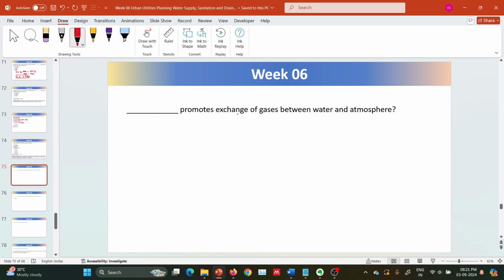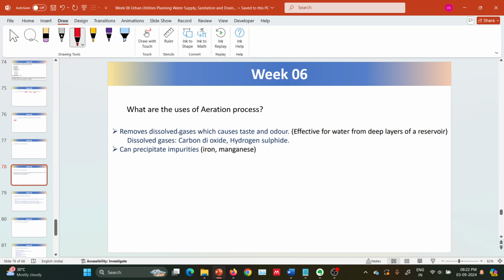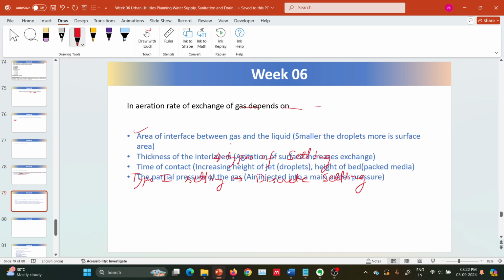Aeration promotes exchange of gases between water and atmosphere. What are the uses of the aeration process? It removes dissolved gases which cause taste and odor. Dissolved gases like carbon dioxide and hydrogen sulfide are removed, and it can precipitate impurities, iron and manganese, that we discussed in the first slide. Second slide.